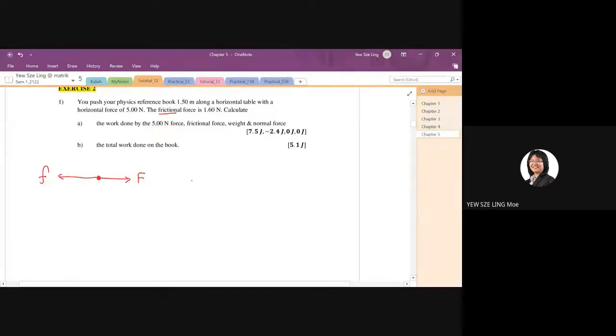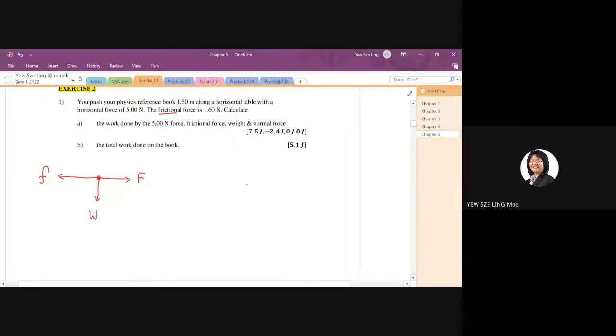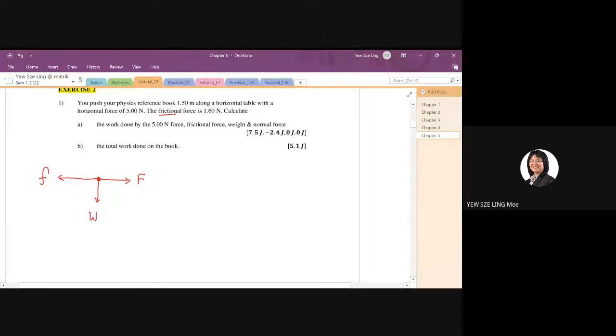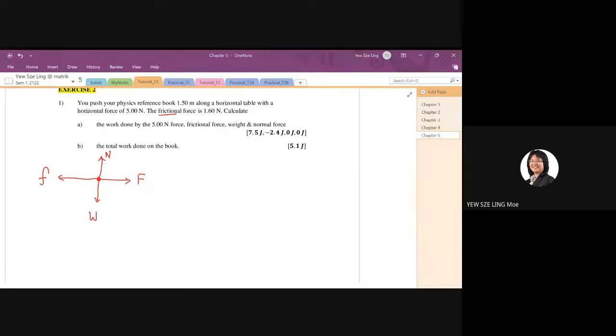So frictional force. Now book is an object. Every object comes with weight. So weight is going down. And then you place it on a table, so it means it is in contact with a surface. Therefore, there is a normal force that is pointing up. Okay, so we have 4 forces acting on the book right now. So you see, even though you're just pushing a book on the table, but wow, there are so many forces acting on the book at the same time.